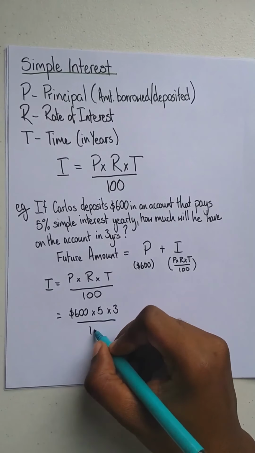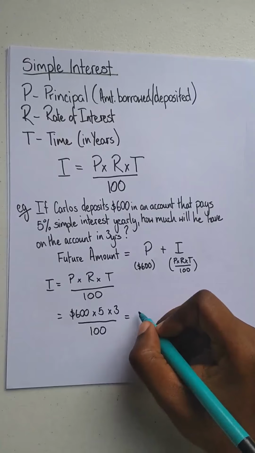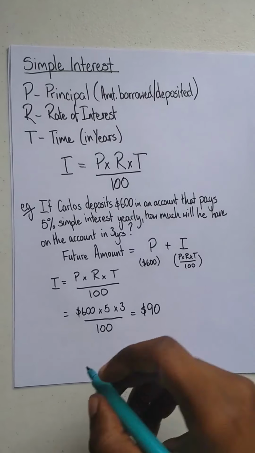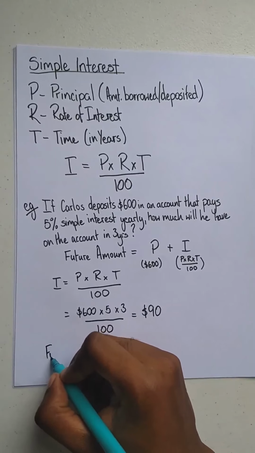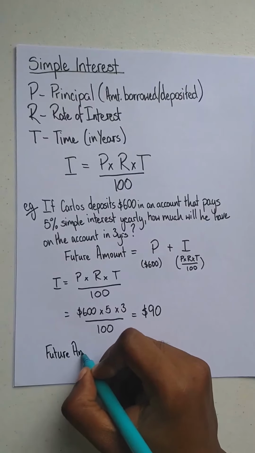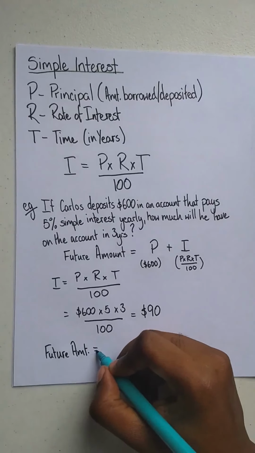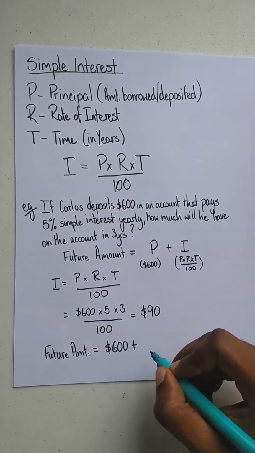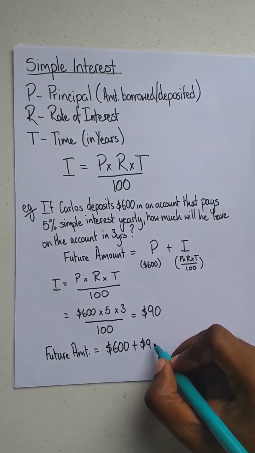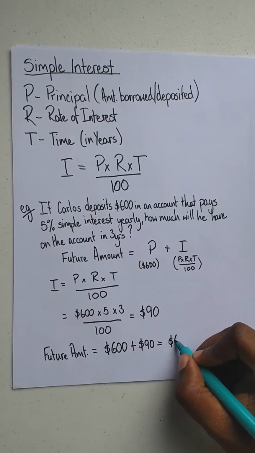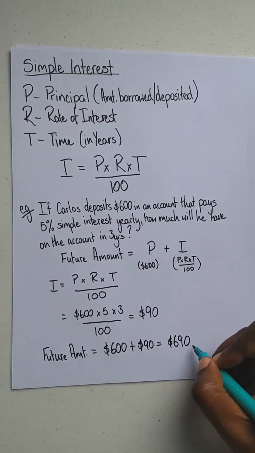All divided by 100 gives us $90 in interest. Therefore, in 3 years' time, Carlos will have the $600 he deposited plus the $90 in interest that was accrued, which is $690 in total.